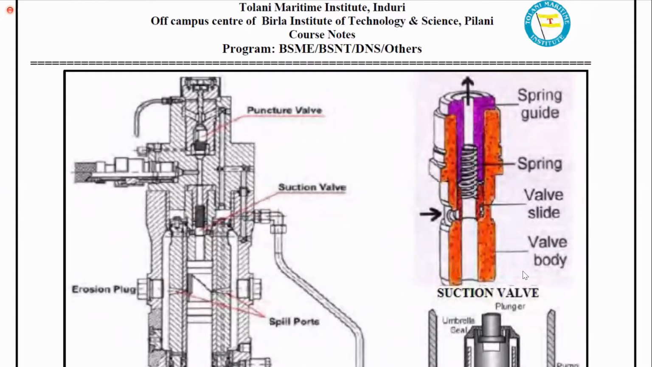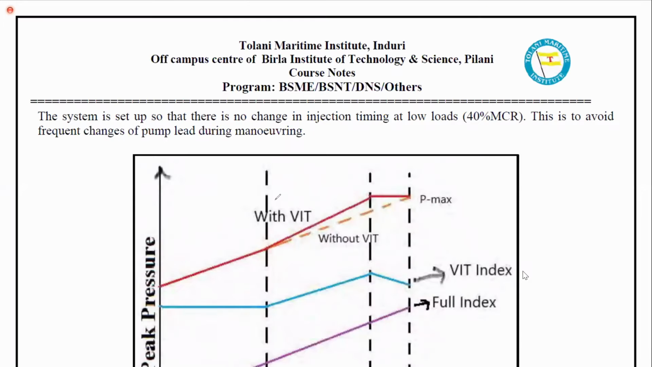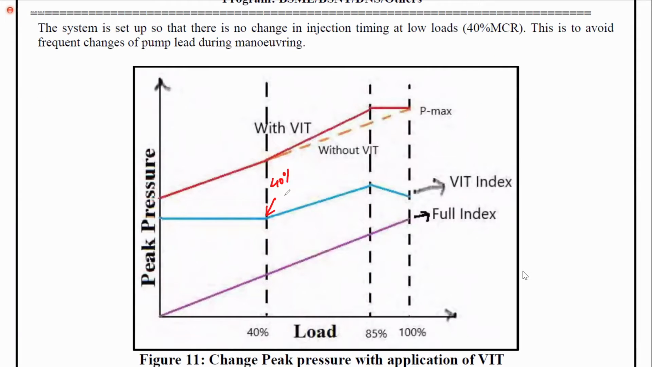Let's run the next page. This is the one. So here you can make out that in a MAN and BMW engine up to 40% of the load, no movement of the barrel will take place.